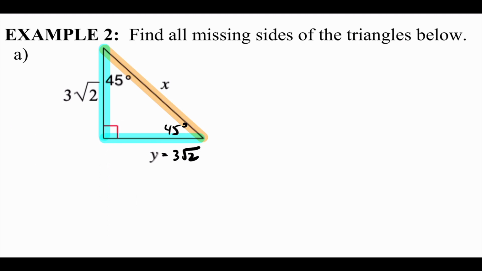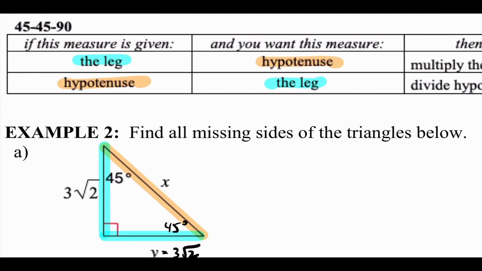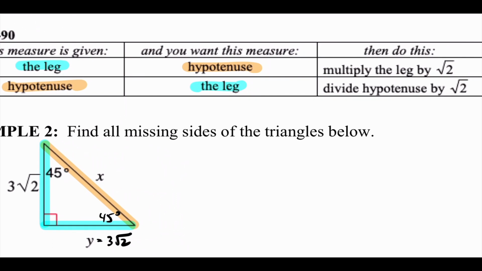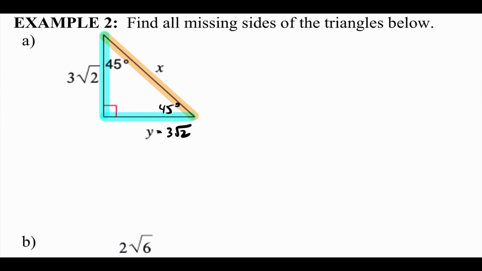Okay, so now I need to find the hypotenuse. So I want the hypotenuse. I'm going to multiply one of the legs times the square root of 2. So the square root of 2 times one of the legs. They're both the same.